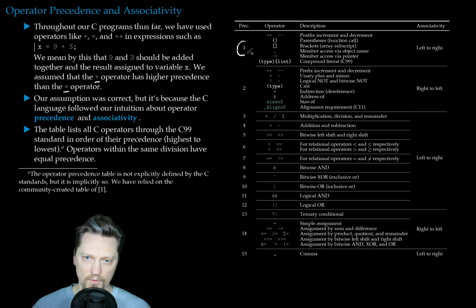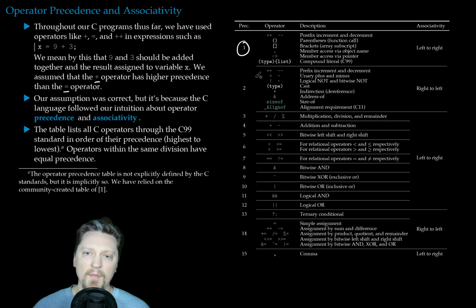So, precedence 1, we have increment, we have function call parentheses, we have array subscript brackets, we have the dot member access via object name, we have the arrow operator member access via pointer, which we'll talk more about. And the compound literal. All are the highest precedence. Next in precedence are the prefix increment and decrement. The highest was postfix increment and decrement. Prefix is before your variable.